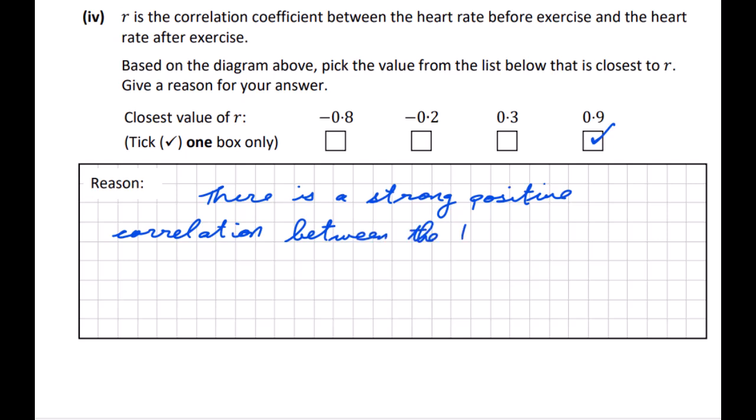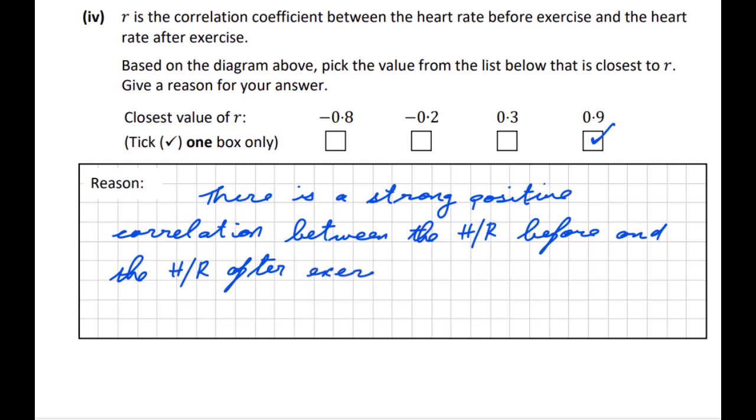between the heart rate before and the heart rate after exercise. And that would be the reason. Okay, so let's move on to the next one.